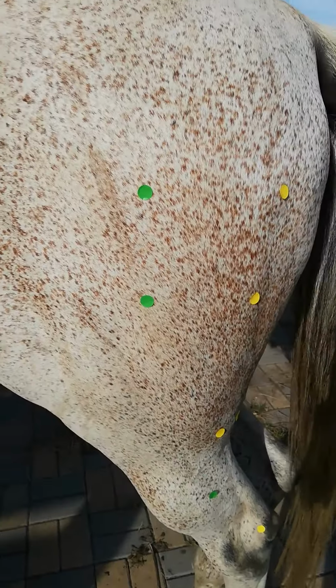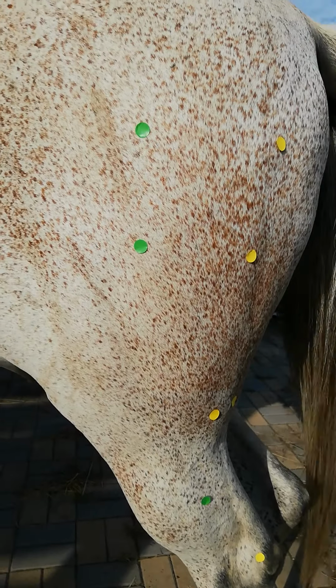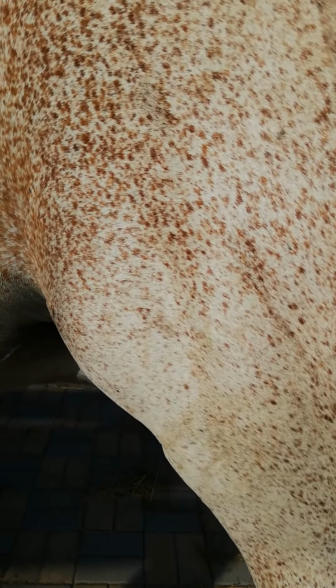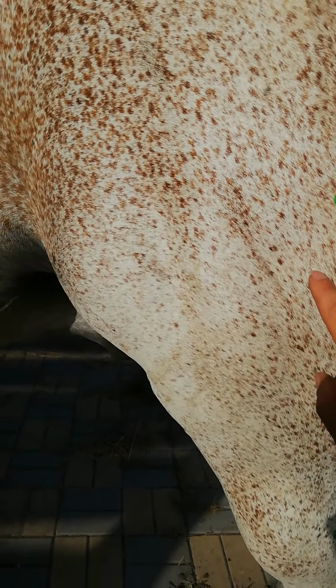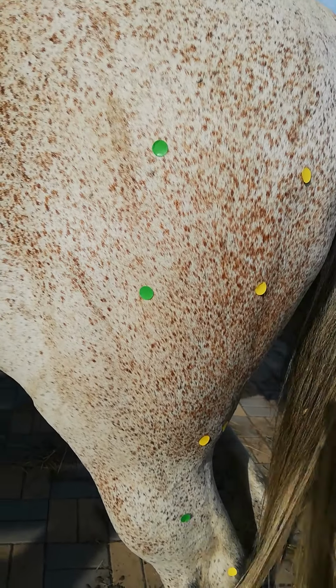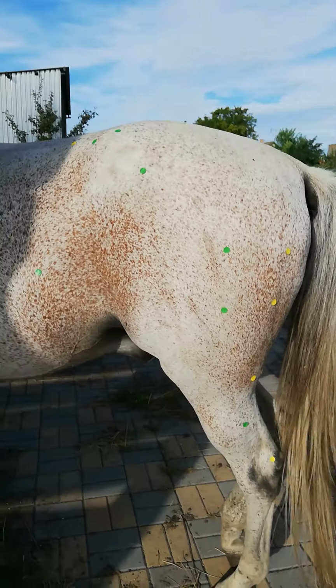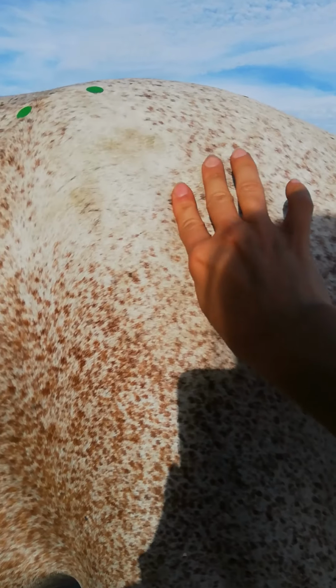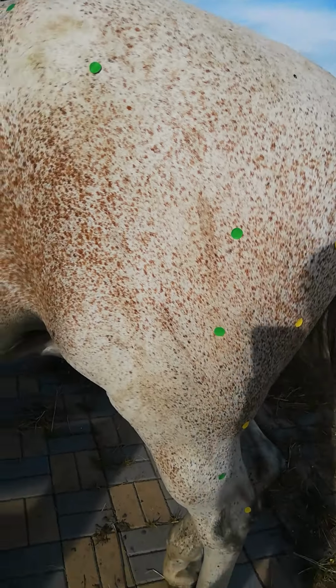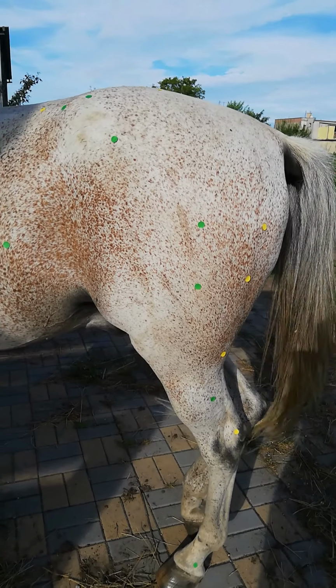And the gallbladder 31 is halfway of the femur, under the gallbladder 30, and in hind end treatment we use these 3 points. These 3 points too.